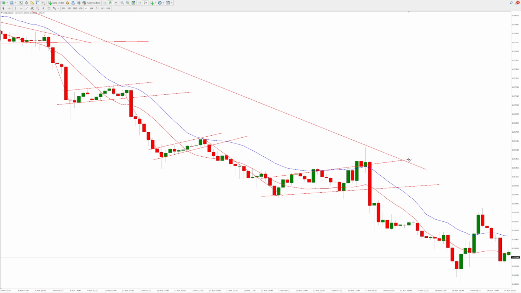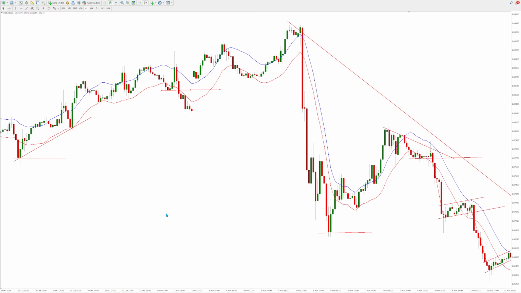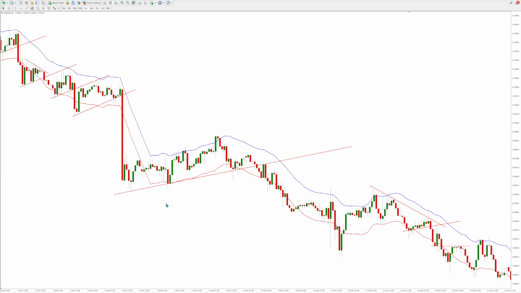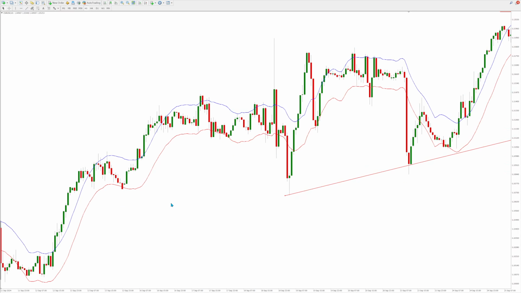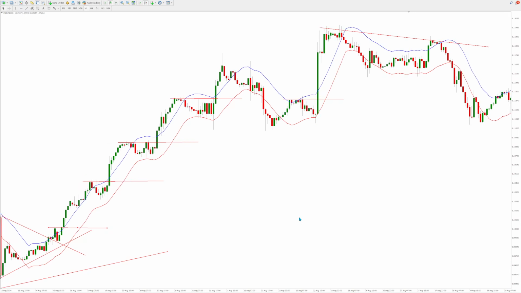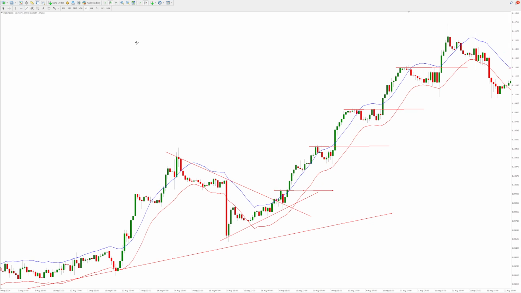Downwards move, bear flag, breakout. Okay, I've got videos on bear flags, bullish flags, various chart patterns, that can help you spot trades. These are bull flags. So you've got your flag there. You've got your flag pole, so your upwards move, your flag, breakout. Upwards move, flag pole, flag, breakout. Flag pole, flag, breakout.